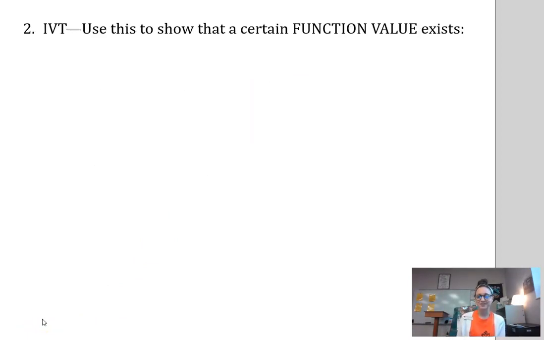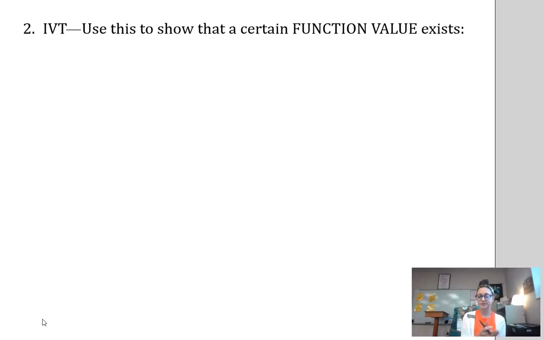I'm going to force a pause on your screen. Go ahead and copy what I have, and then I'll give you template number 2. We're back. So for IVT, you use this to show when a function value exists. If they're asking you for when a function value as opposed to a derivative exists, you're going to use IVT. Do you remember what the conditions on IVT were? It's just that f is continuous.